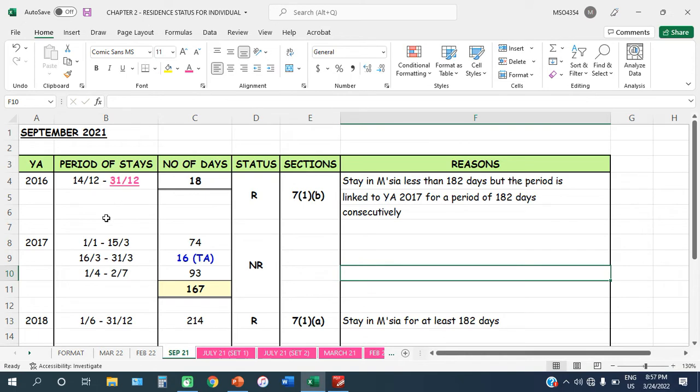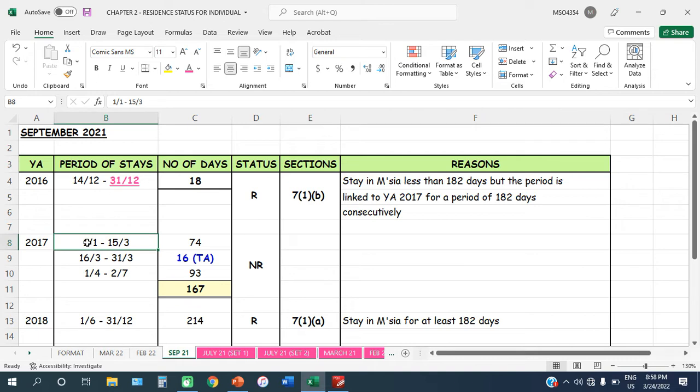Okay, next, now we go down. Because in 2016, I just need 1 day. Now we go down to 2017. What do I need? Starting from 1st January, make sure that you calculate the number of days. I want 182 days consecutively. One by one, guys, row by row. Start from this one.